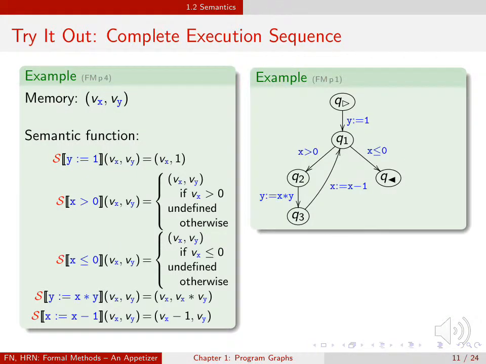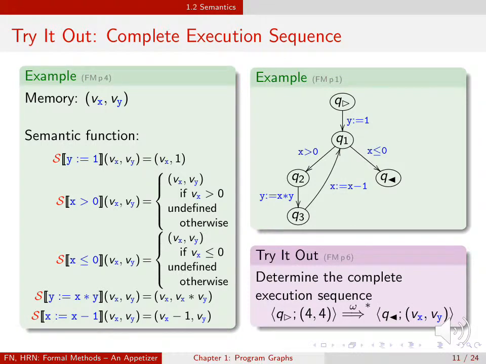Let us take a look at our program graph and let us remind ourselves of the semantics. Now is the time for you to construct a similar execution sequence, but starting from the initial node where x is 4 and y is 4, ending at the final node with some value for x and y that you should determine. Having done this, you should read the section in the book, doing the try-it-outs on the way.